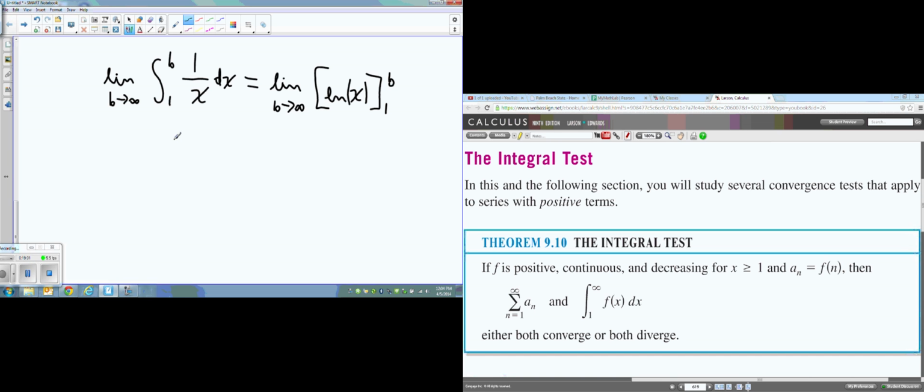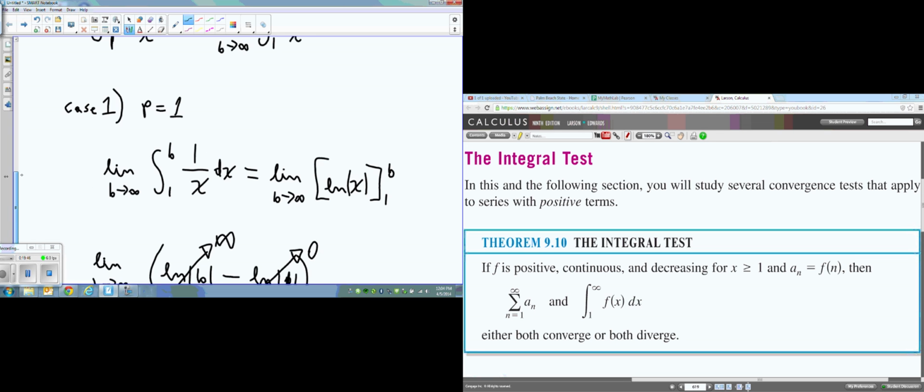Now we just plug in the upper and lower limits of integration and take the limit. So this is the limit as b approaches infinity of the natural log of the absolute value of b minus the natural log of the absolute value of 1, which is just 0. That goes to 0. But this one here is what we're taking the limit of, the limit as b approaches infinity of the natural log of b. Well, the natural log is an increasing function, so as b approaches infinity, the natural log of b will also approach infinity.